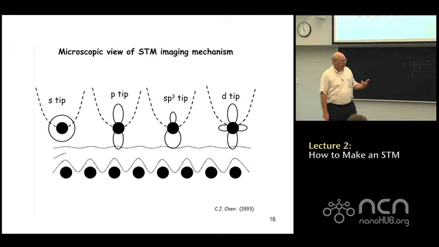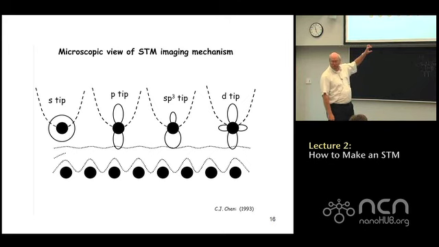Yeah, so the question is, what is the tip typically made from? And the answer is it's usually made from hard refractory metals, because it turns out there's a really large electric field between the tip and the substrate. If you put a 0.5 volt bias between a tip and a substrate that's 1 nanometer apart, you've got a very large electric field in that gap.